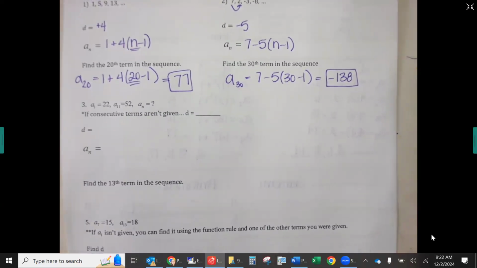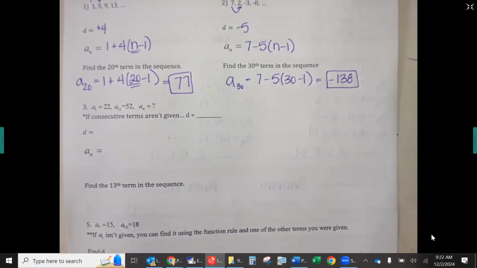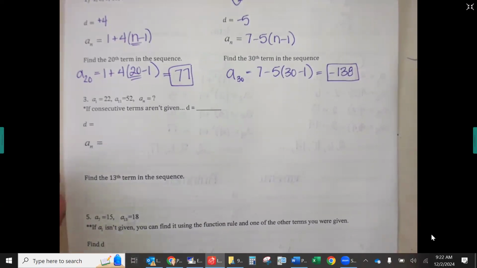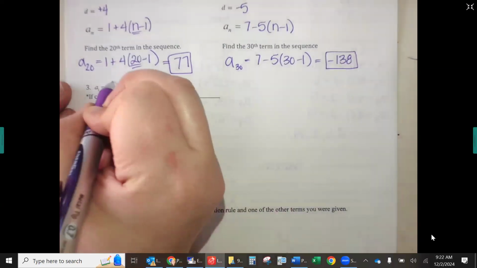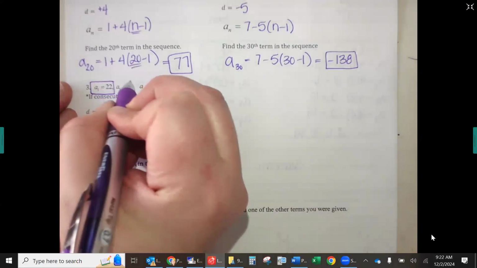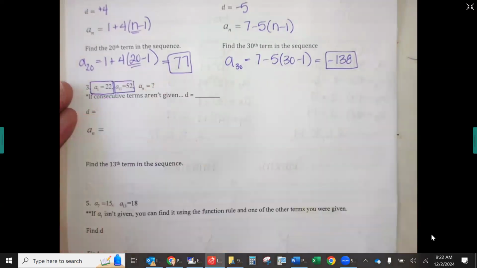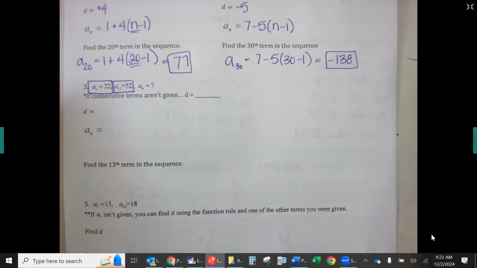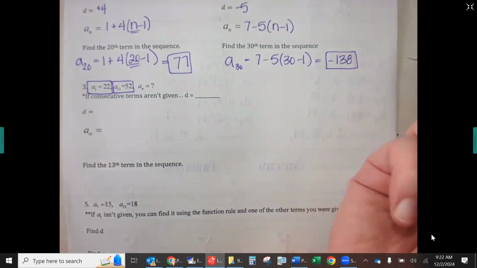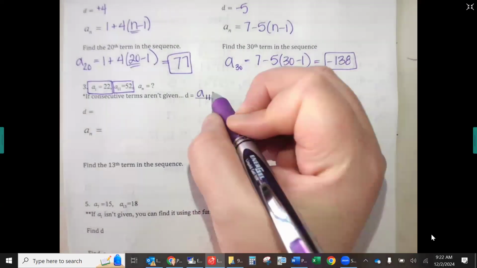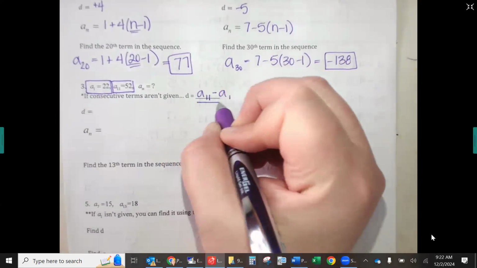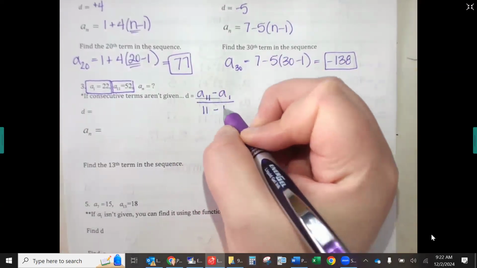Okay, take a look at number 3. You're going to notice that number 3 has a little bit of a trick to it. It doesn't give you the first and the second and the third in the sequence. Instead, it gives you the first term, and then it skips all the way to the 11th term. So if you want to know what the difference is, what you're going to have to do is A11 minus A1 over 11 minus 1.